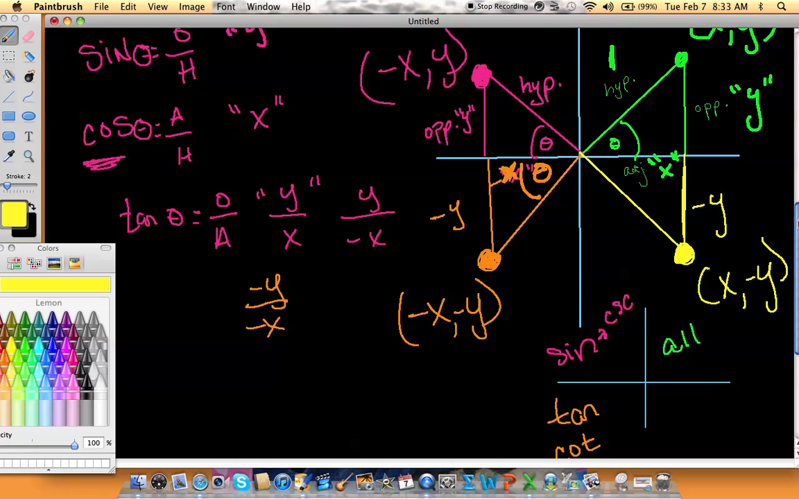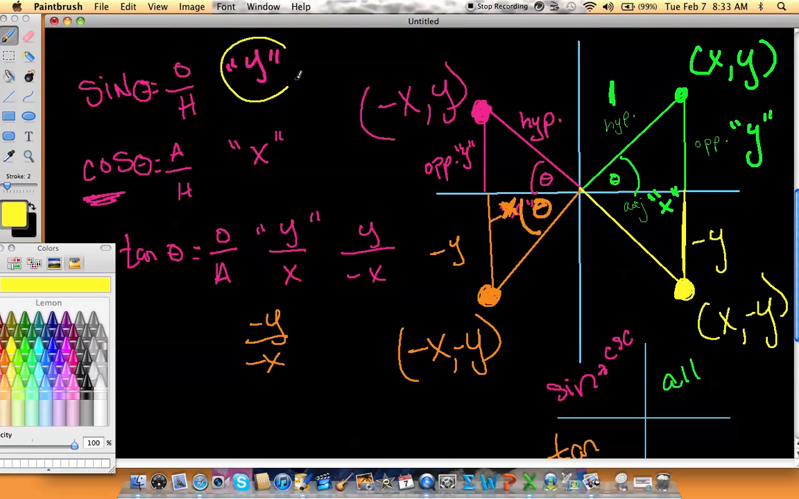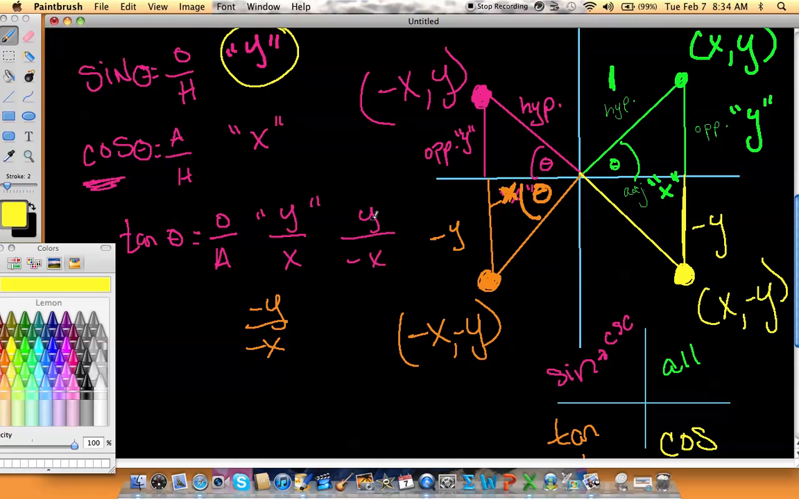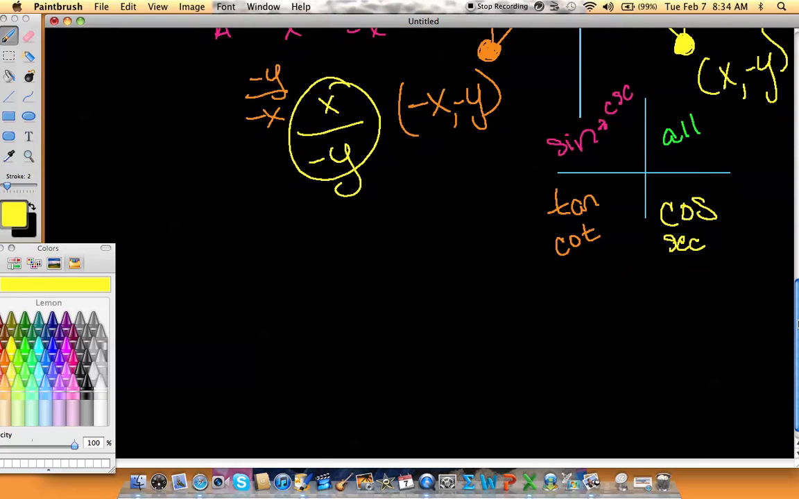So if y is negative, then the sine function will be negative. The cosine function, however, because the x is positive and the hypotenuse is always positive, is going to be positive. And therefore, so is the secant. And then the tangent will have a positive x, but a negative y, making tangent negative. So if you notice in this little plus sign here, in quadrant 1, all of the trig functions, all 6 of them, are going to be positive.